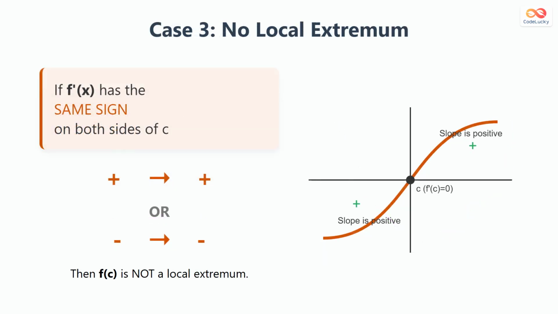Sometimes the sign of the derivative does not change. It might go from positive to positive or negative to negative. In this case, the point is not a maximum or a minimum. It might be a saddle point or an inflection point, like in the middle of a cubic graph.